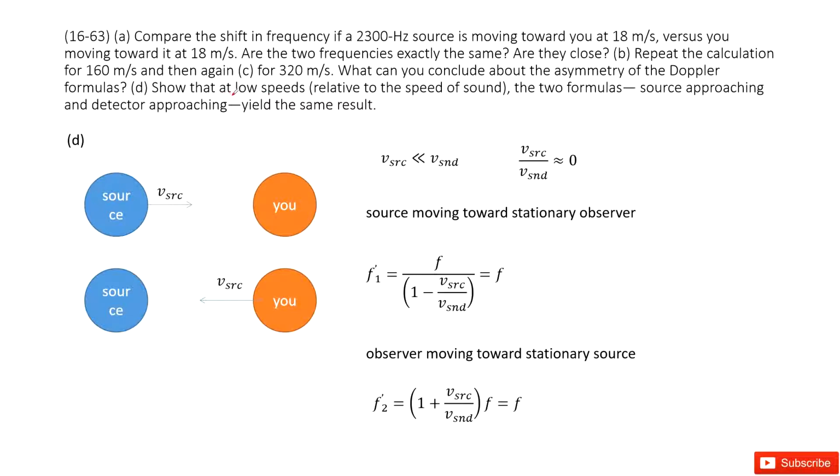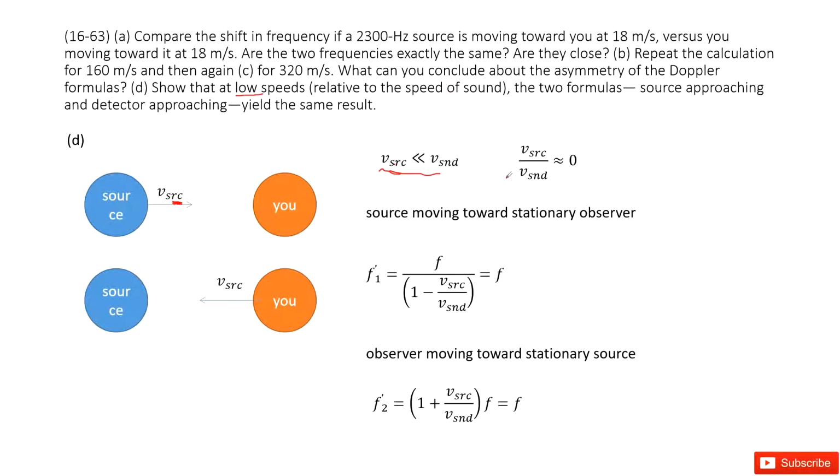It tells us that at a low speed, relative to the speed of sound, the two formulas, source approaches and detector approaches, have the same result. So if this is a low speed, that means V source is much smaller than the speed of the sound wave. Do you agree? This is at a low speed, so the relative speed is much smaller than the speed of sound.